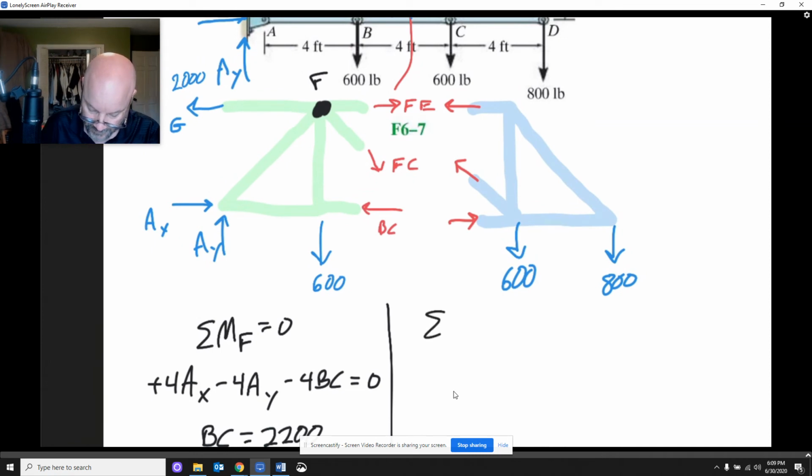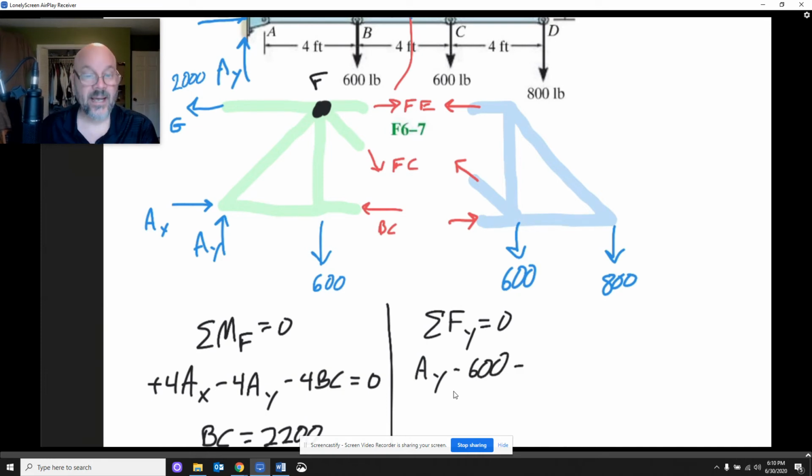And we're going to look at the sum of the forces vertically. And we're going to have AY up, and we're going to have the 600 down. And then the other force we have down is FC, and I'll do it as FC sine of something, is equal to 0. So now we've got to figure out, sine of what?